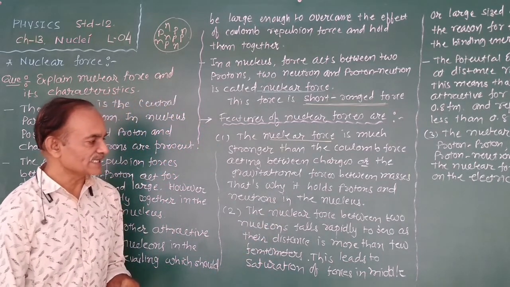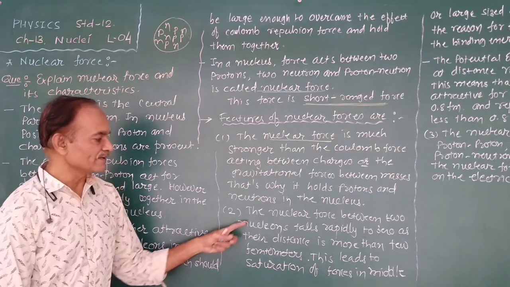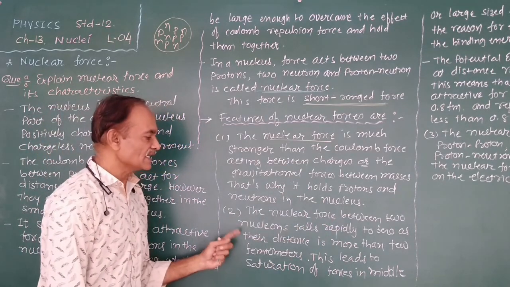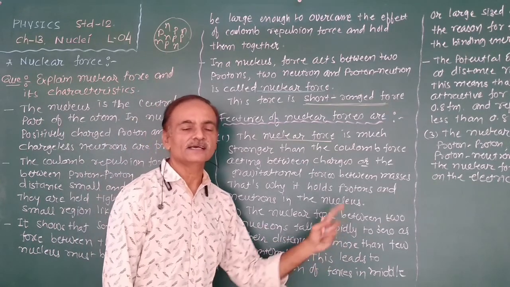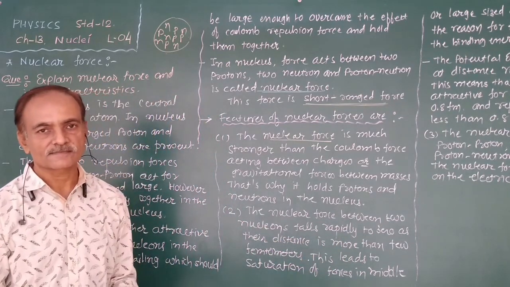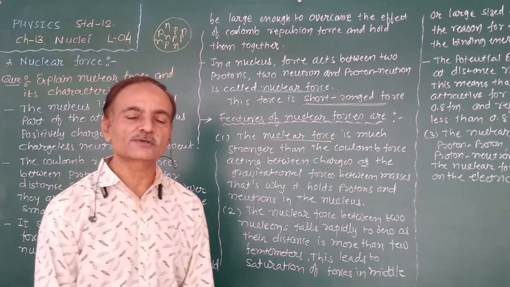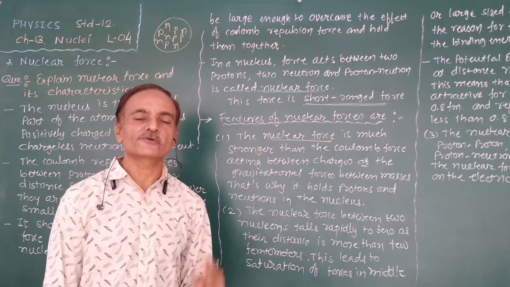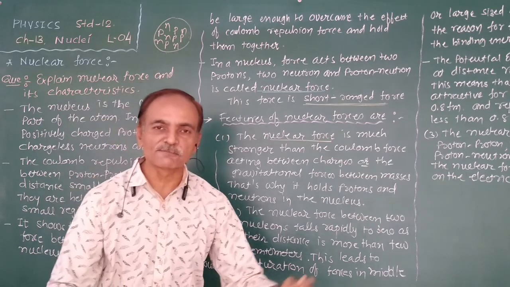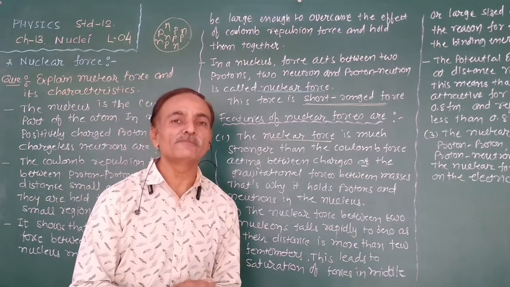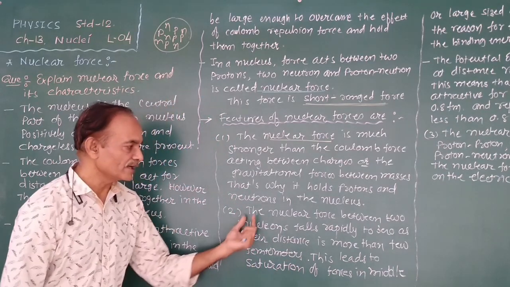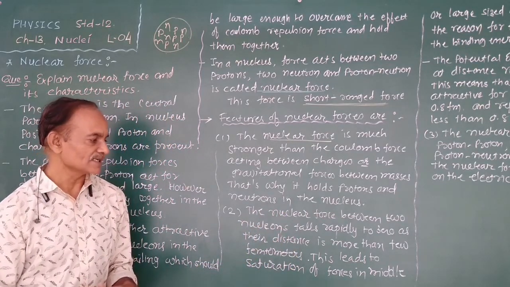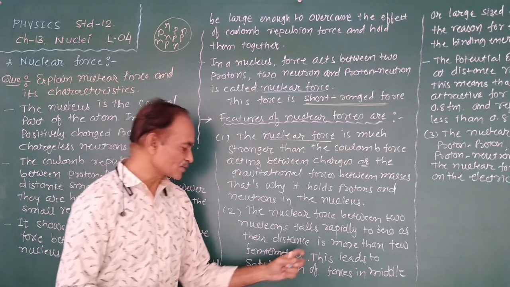The second characteristic is that the nuclear force between two nucleons falls rapidly to zero as their distance becomes more than a few femtometers. As the distance between two protons, or a proton and neutron, or two neutrons is increased beyond a few femtometers, the nuclear force rapidly becomes zero.